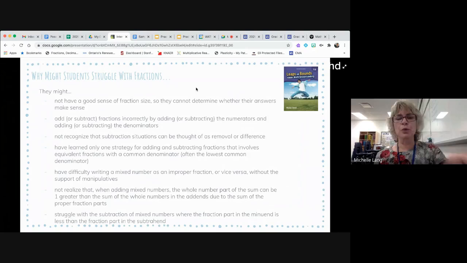So I'm not going to read through all of these. This is something you can revisit as you begin your unit, your topic of addition and subtraction of fractions, just so you can anticipate some of the things that students might struggle with and have something ready in your back pocket to support them.